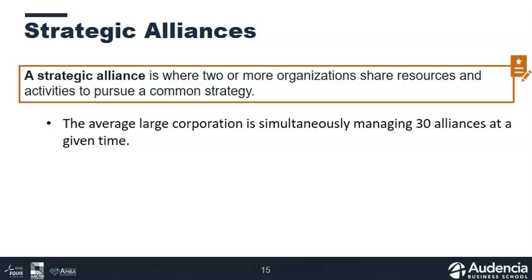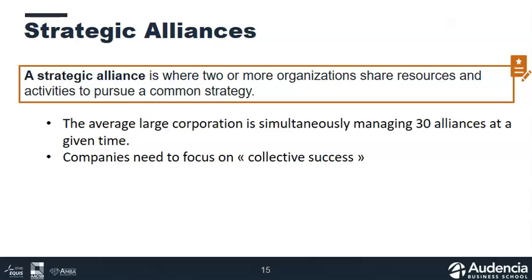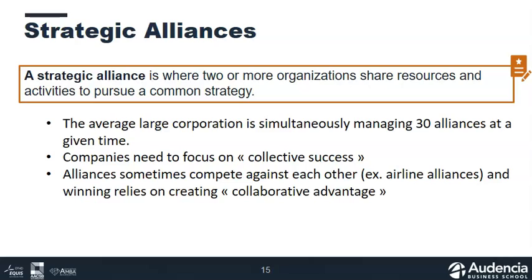On average, corporations are managing about 30 alliances at any given time. It's a very common thing in an organization. Companies that do manage alliances must understand the role and the difficulty of focusing on collective success. I mean, you can't work as if the other organization wasn't there. There's a high degree of interdependence in strategic alliances. Sometimes the alliances actually compete against each other, and winning relies on creating this collaborative advantage, being able to work with your alliance partners.